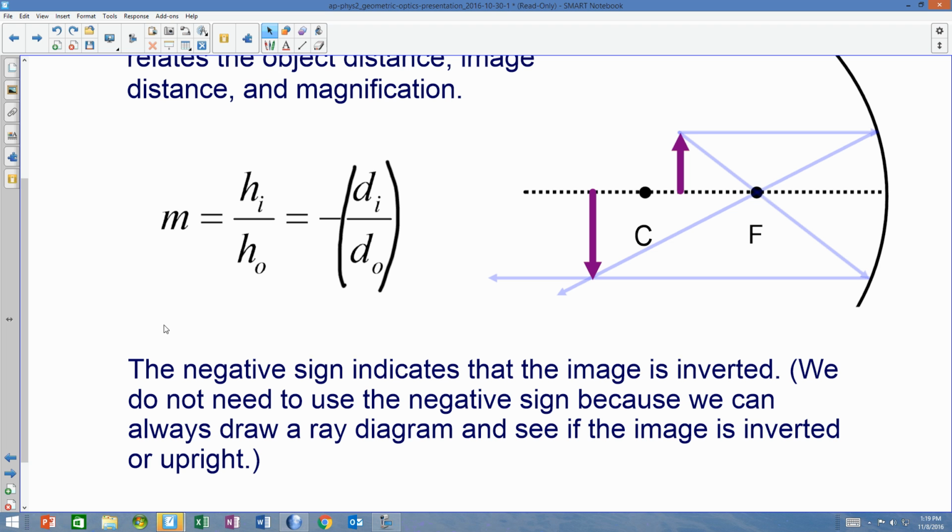Now, the negative sign indicates that the image is inverted. When we're doing the ray diagrams, we don't need to use the negative sign because we look at the picture. It's either going to be upright or it's going to be inverted. But when you're doing these problems mathematically, you can't necessarily see whether the image is inverted or not. So if we get a negative magnification, that means it's inverted, and that means it's a real image. If we get a positive magnification, that tells us that we are dealing with a virtual image. In other words, it's upright, and it's going to be virtual.